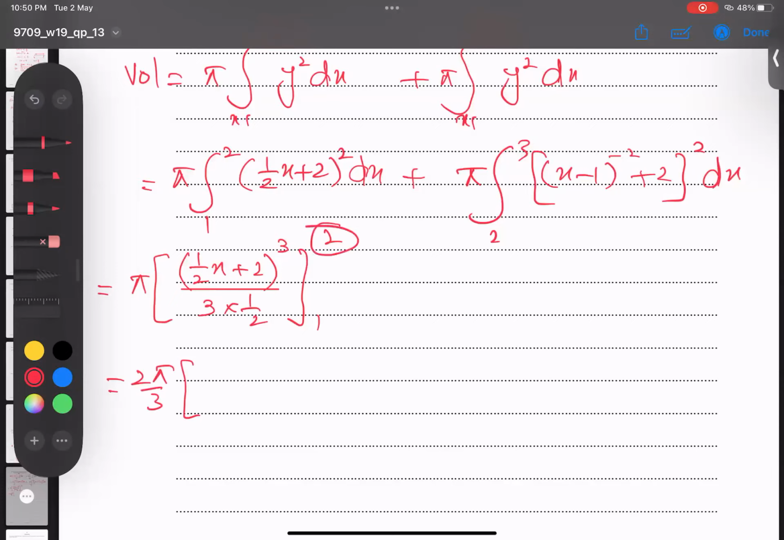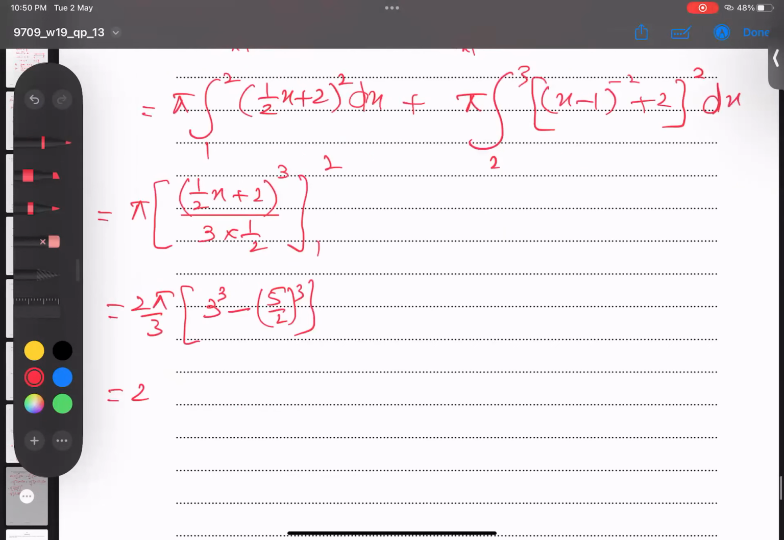And now I'm plugging this 2 here. When I plug in 2 here, cancel, I get 3 to power 3 minus. When I plug in 1 here, half plus 2. So 5 by 2 to power 3. So I believe this part is over.